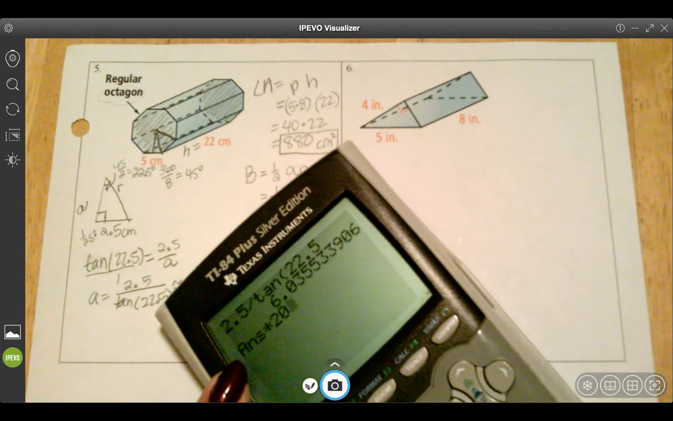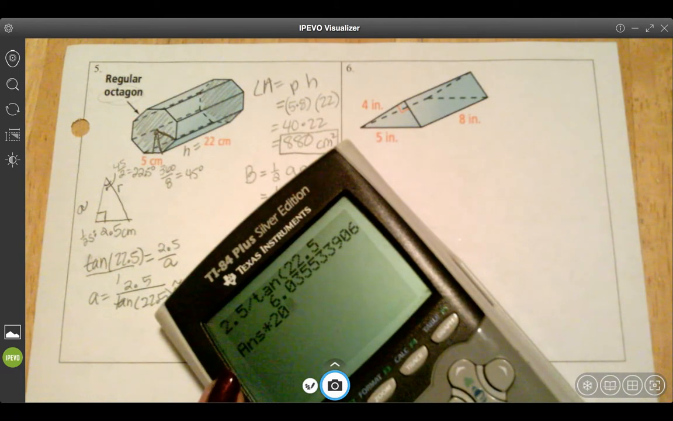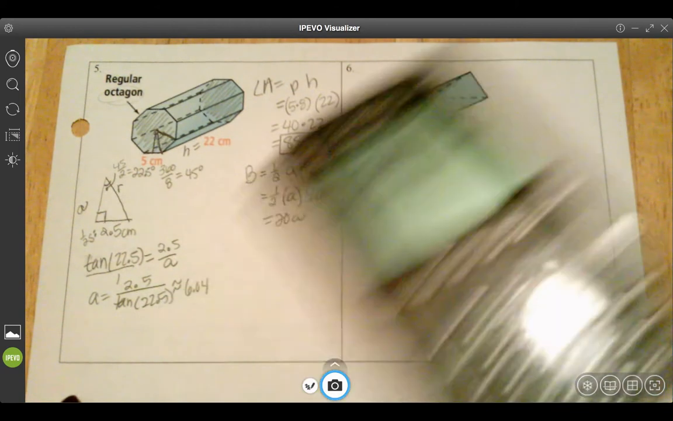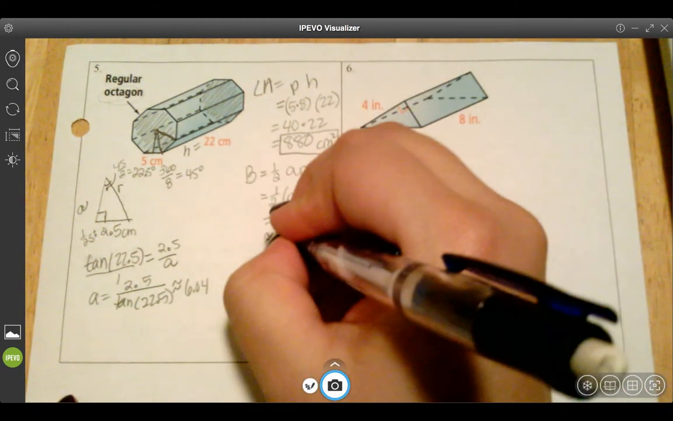So I'm not going to round it. I'm not going to estimate it. I'm going to take the exact value times 20 is 120.7. So I'm going to say that is about 120.7.